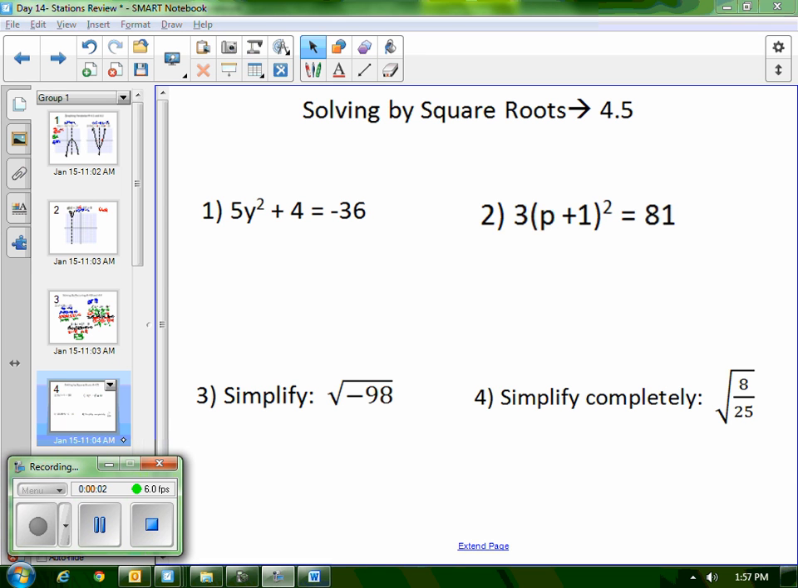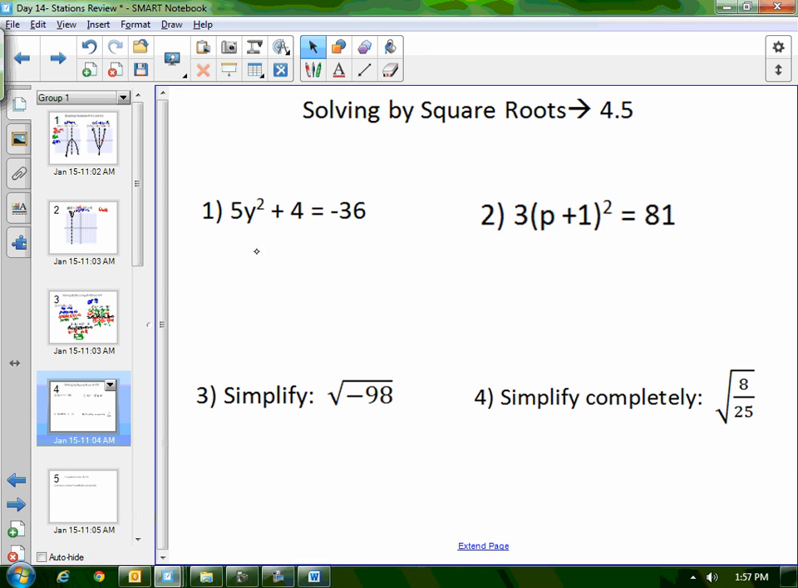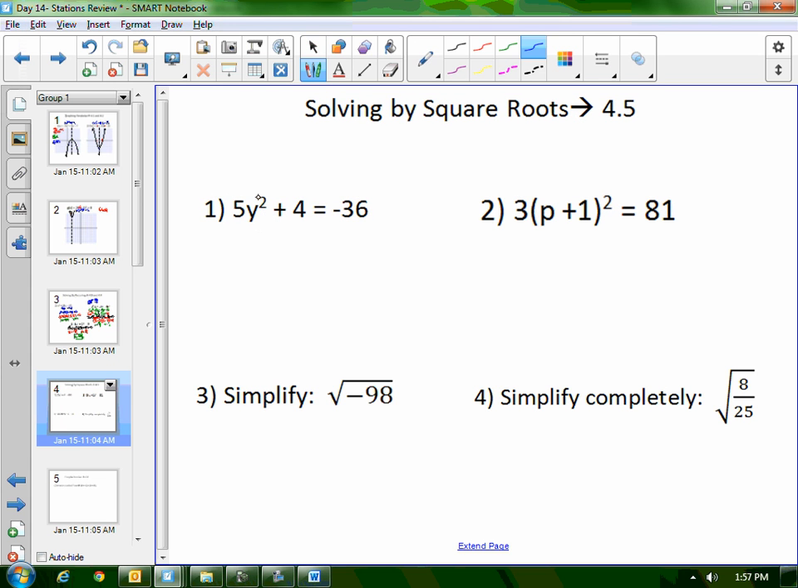So let's solve some quadratics that don't have a b term, have a perfect square somewhere in the problem. When that's the case, you can pretty much just treat it like solving an equation. That means get this y squared or quantity squared by itself. So I'm going to get everything that's not a y squared on the other side. Subtract 4, subtract 4. 5y squared equals negative 40.